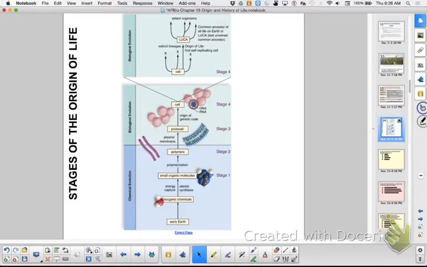Guys, see how the stages are on the side? This is in your book too, right? Kind of takes you through the different stages. Go, discuss.